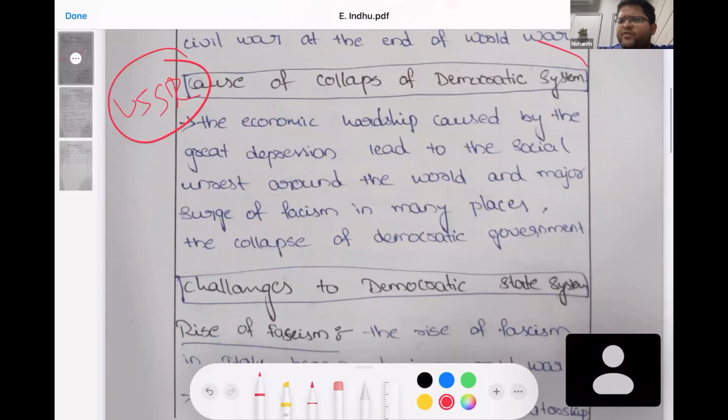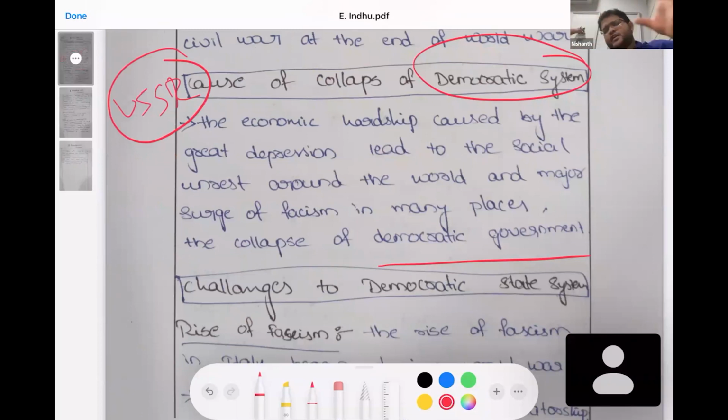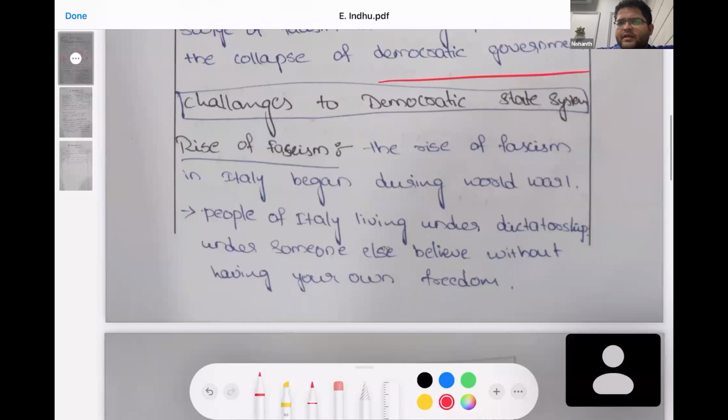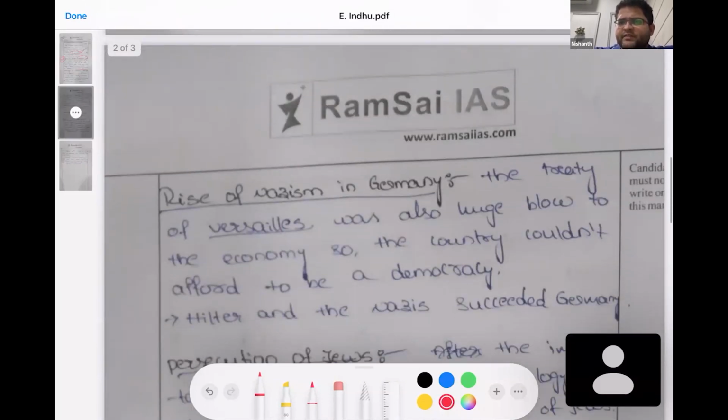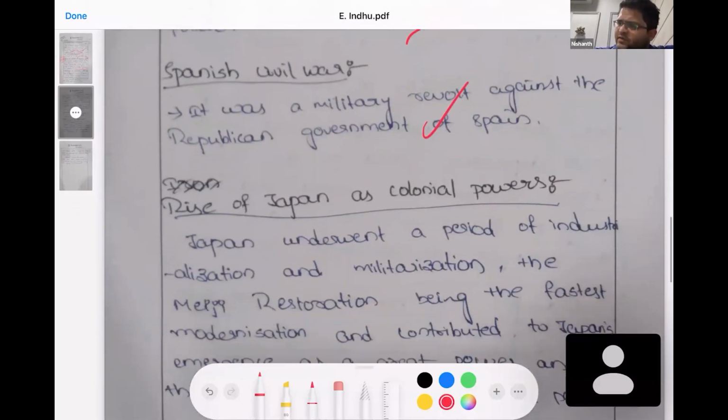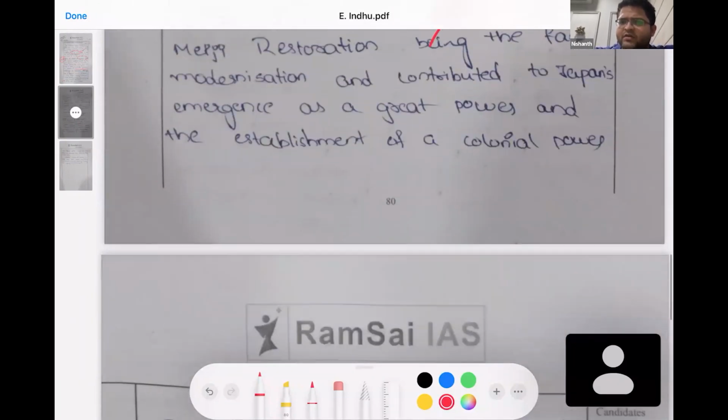It is not the collapse of the democratic system during fascism, Nazism, the Great Depression. These are not attributed to the entire world, right? They are part of some of the countries. So the rise of fascism, good. Nazism, good. Persecution of Jews, Spanish Civil War, good. Rise of Japan as a colonial power, good.